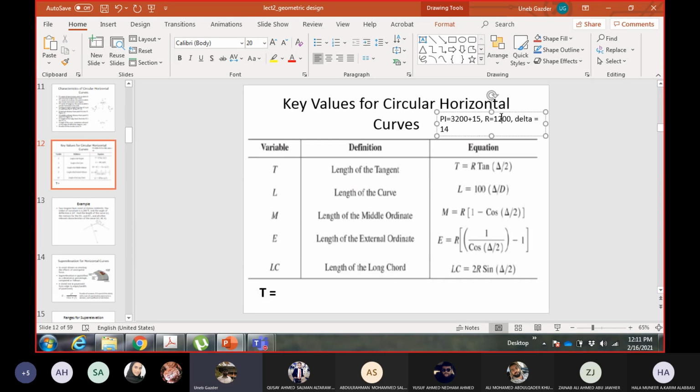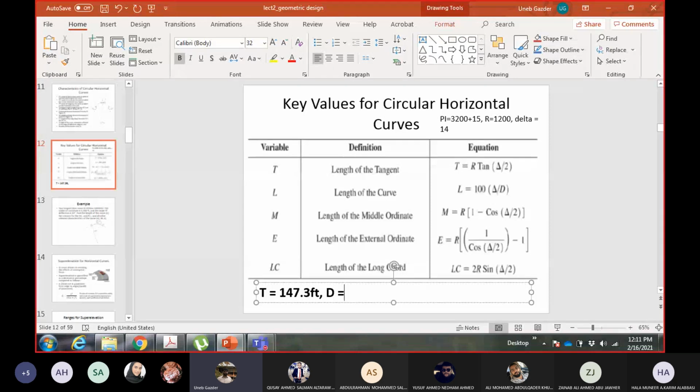Okay, again, the parameters are given here. R and delta are given here. Give me the tangent length. 147.3 feet. Okay, next is length, but for length you need degree of the curve.